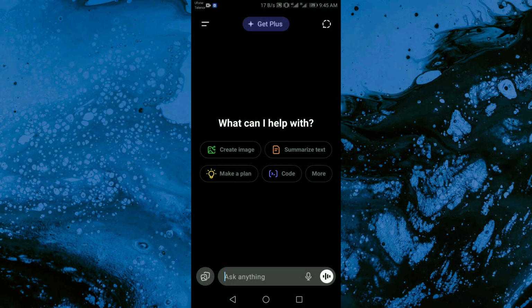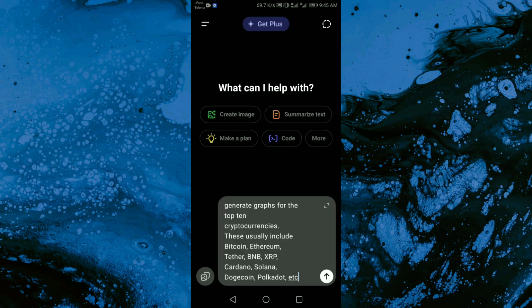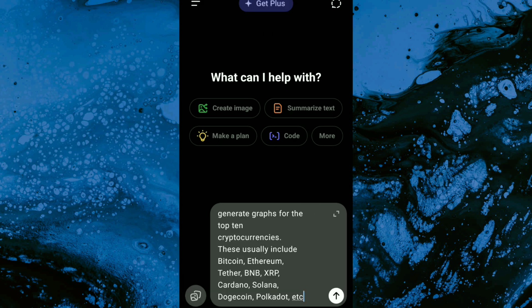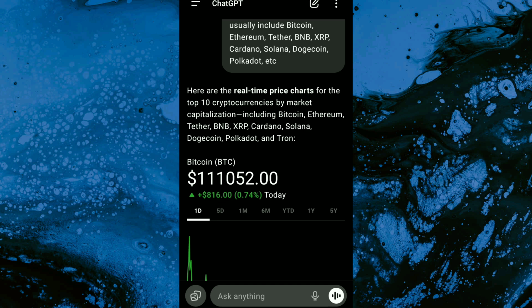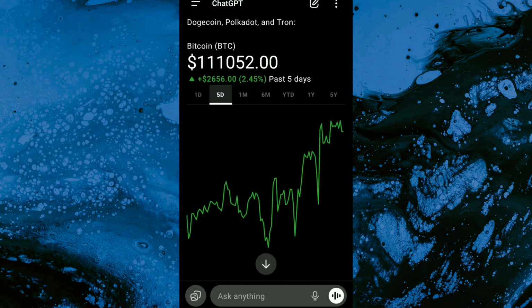Now let's use ChatGPT to generate graphs for the top 10 cryptocurrencies. These usually include Bitcoin, Ethereum, Tether, BNB, XRP, Cardano, Solana, Dogecoin, Polkadot, and sometimes stablecoins like USDC. By seeing the graphs of these coins, you get a quick idea of how the overall crypto market is performing.